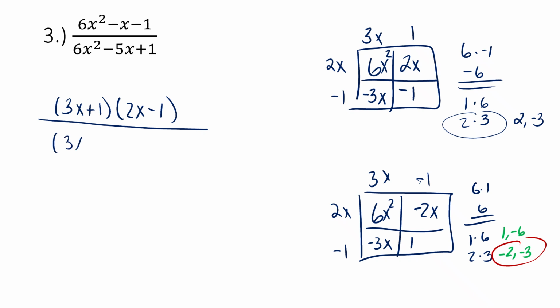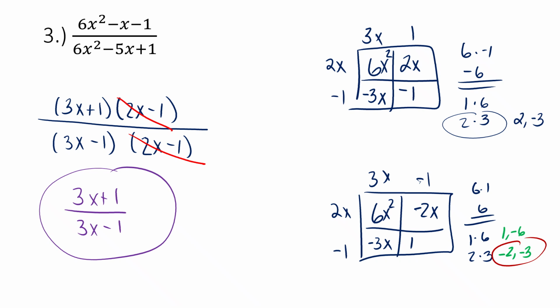And this is 3x minus 1 over 2x minus 1. My common factor is the 2x minus 1, leaving me with 3x plus 1 over 3x minus 1. And you cannot cancel all those 3x's, okay? If you were like, why can't I cancel them? Please go back, rewatch the video. If you fast forwarded it, watched it on mute, I don't know, all the things people do, go back and listen to the explanation. Please watch that.